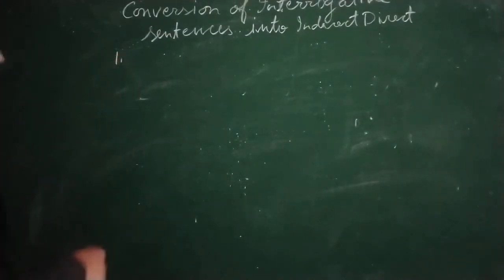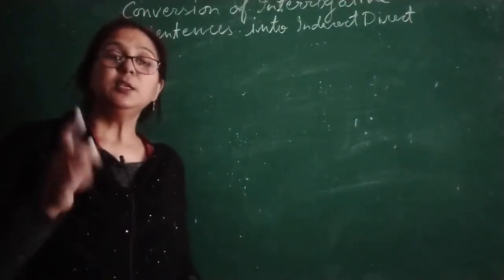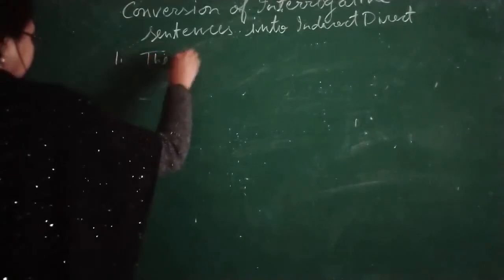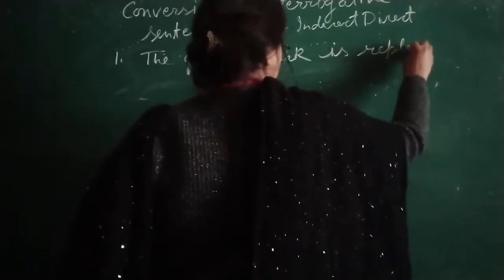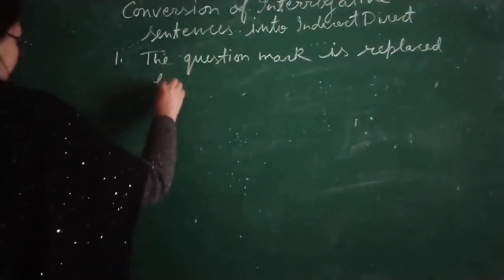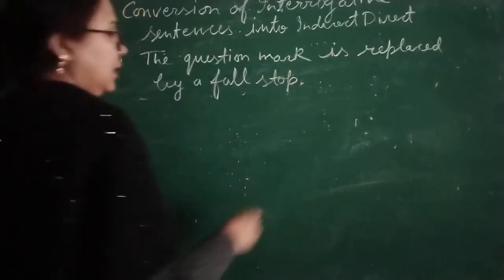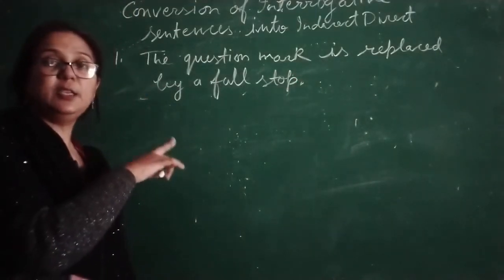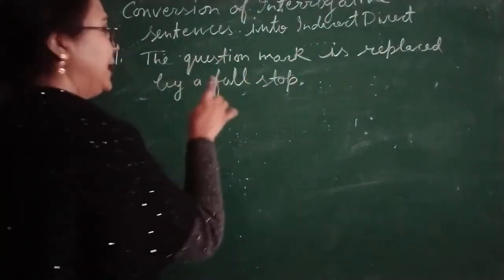Now here, the question mark is replaced by a full stop. First rule, when we are changing direct to indirect speech and the direct speech is written in interrogative sentences, the first thing we will do is that the question mark is replaced by a full stop. That is a fundamental rule of making indirect speech when the sentence is interrogative and it is written in direct speech.